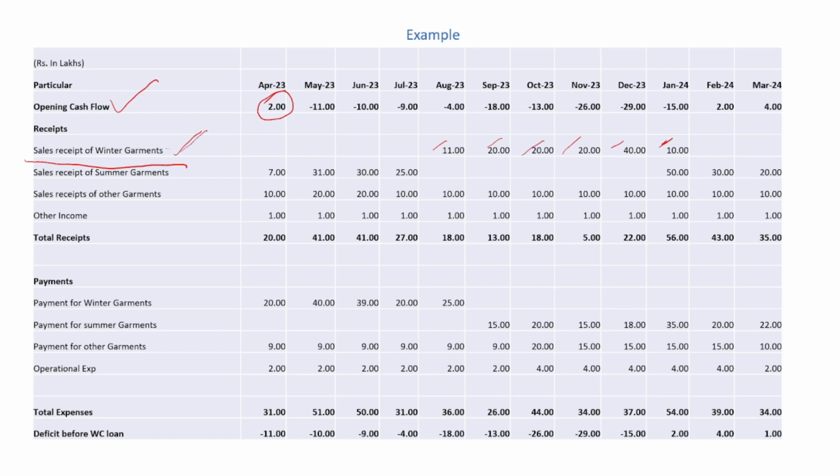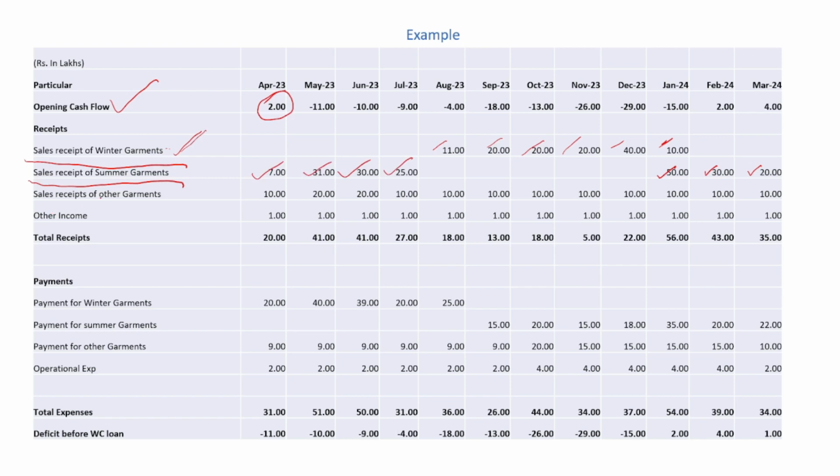Okay friends, now the sale of summer garments. Like the sale of winter garments starts early, summer garment sales also start early, from January. In January there are 50 lakh sales, then February sales, then March sales, then in April also there are some sales, May, June, July there are some sales. These are the sales of the summer garments.